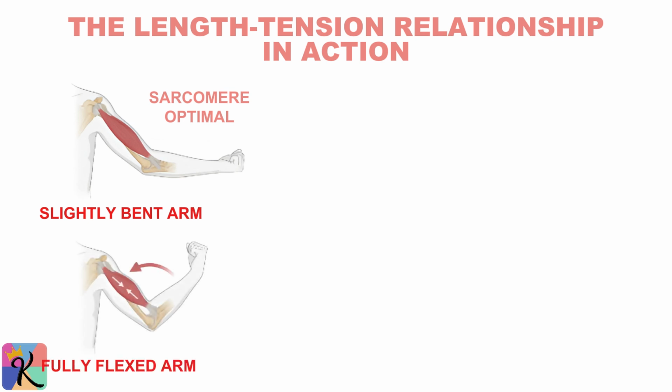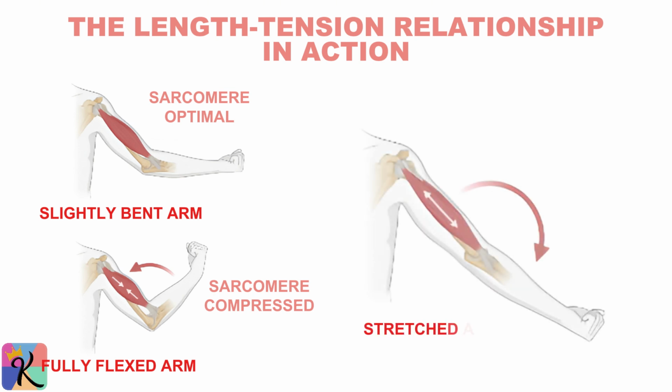If you flex your arm fully, the sarcomeres become compressed. The actin filaments may overlap excessively, and myosin heads might run into the Z discs, reducing force production. On the other hand, if you extend your arm completely, the sarcomeres stretch, decreasing the overlap between actin and myosin. Fewer cross bridges can form, leading to a weaker contraction.